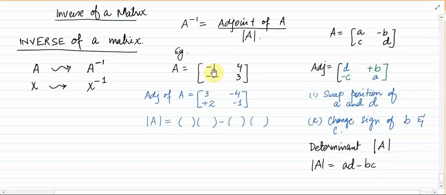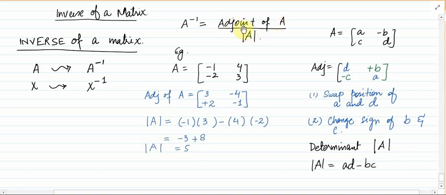The position of A in our case is negative 1, so A is negative 1. The position of D is 3, so D is 3, minus, from the formula, AD minus BC. So B is 4 and C is negative 2. That is the working formula of the modulus. Minus 1 times 3 is minus 3, minus minus becomes plus, 4 times 2 is 8, which means the modulus of A is 5, right? So now we have the adjoint and we have the modulus.